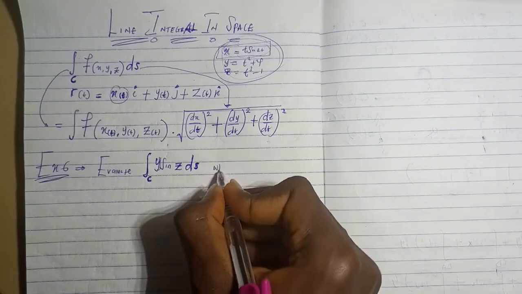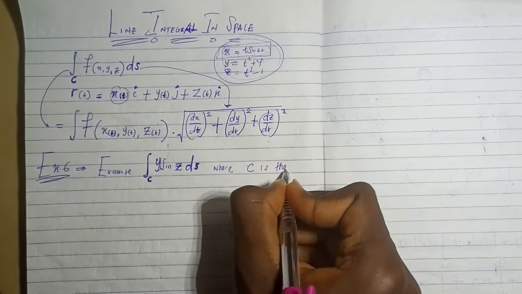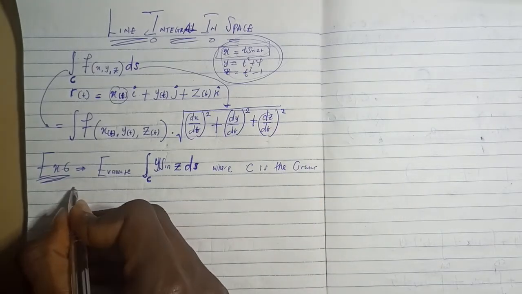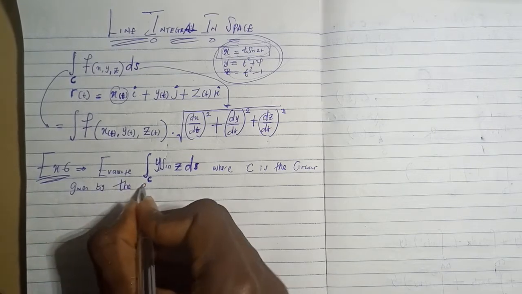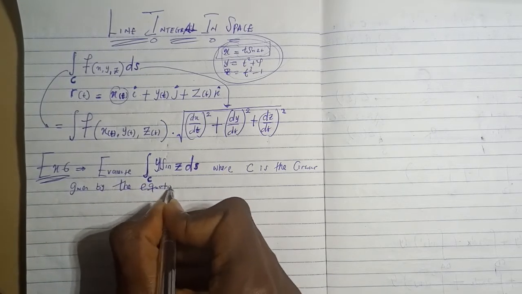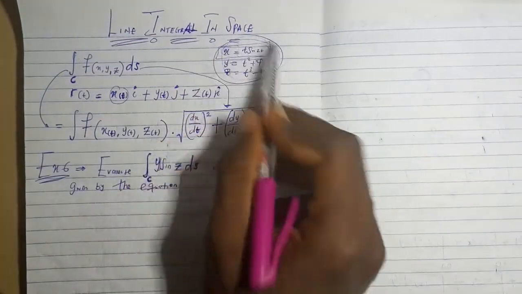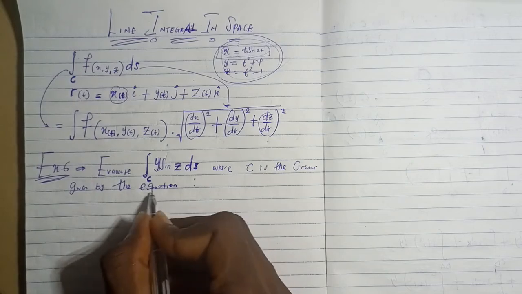And then in that same question, we are told that C is the circular function given by the equation. I said, how will you know when to make use of line integral in space? Whenever you see this parametric equation. Now we are not given an equation, but it was not stated that it is a parametric equation.